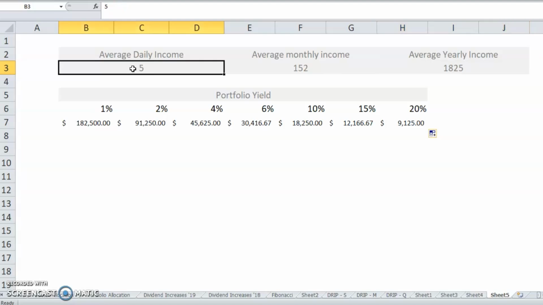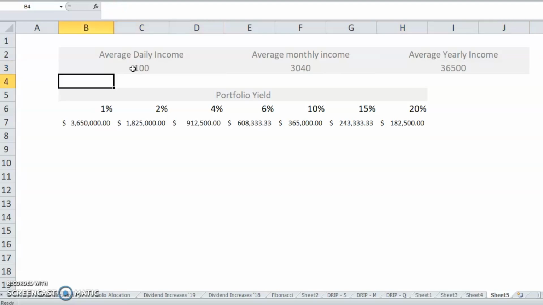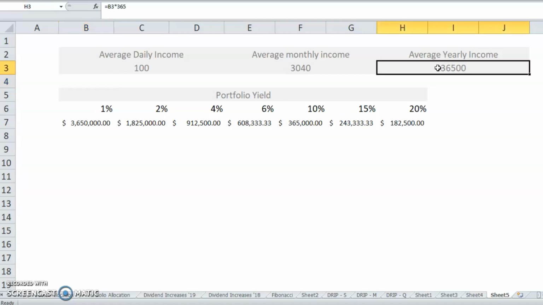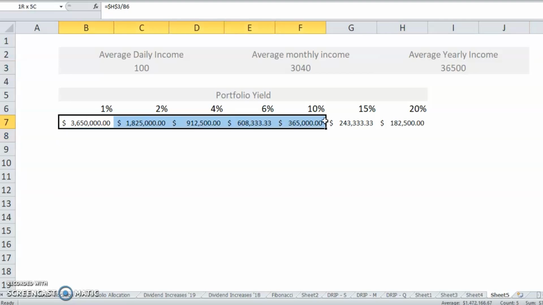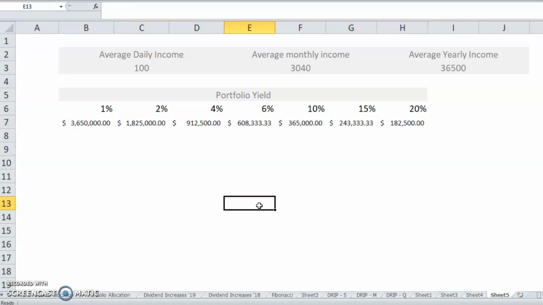So let's think about maybe you want something closer to $100 a day. So you want $100 a day, it's $36,000, $37,000 a year, and depending on what your portfolio yields, it could be anywhere between $182,000 or $3.6 million. It's a wide range, right? But the reason why I'm showing you the wide range is you can invest in things that return a 20% rate of return. It's probably not something in the stock market.